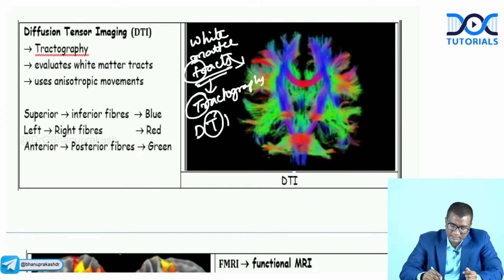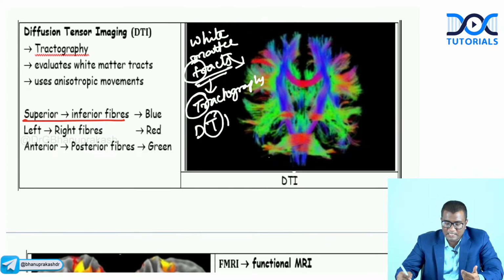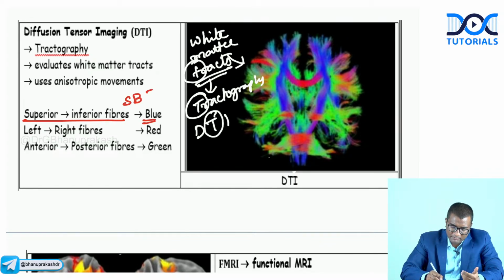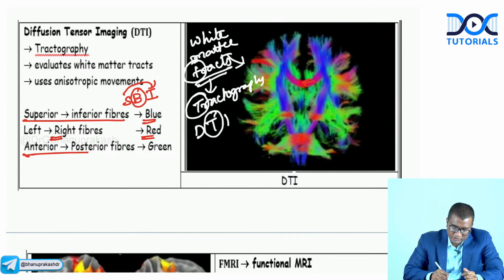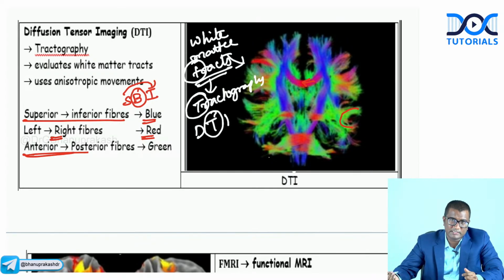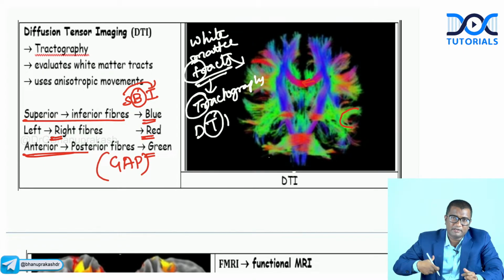And there is a color coding of these tracts, okay? Anything coming from superior to inferior, like the corticospinal tract fibers, will be blue. You can remember it as SBI, we have a bank called SBI, right? Fibers going left to right, like the corpus callosum fibers, will be red. R for red, left to right. And anterior to posterior fibers on the same side, like the subcortical U fibers, will be green. If you have bought any t-shirts or hoodies, GAP will be written on them. Anterior to posterior will be green.